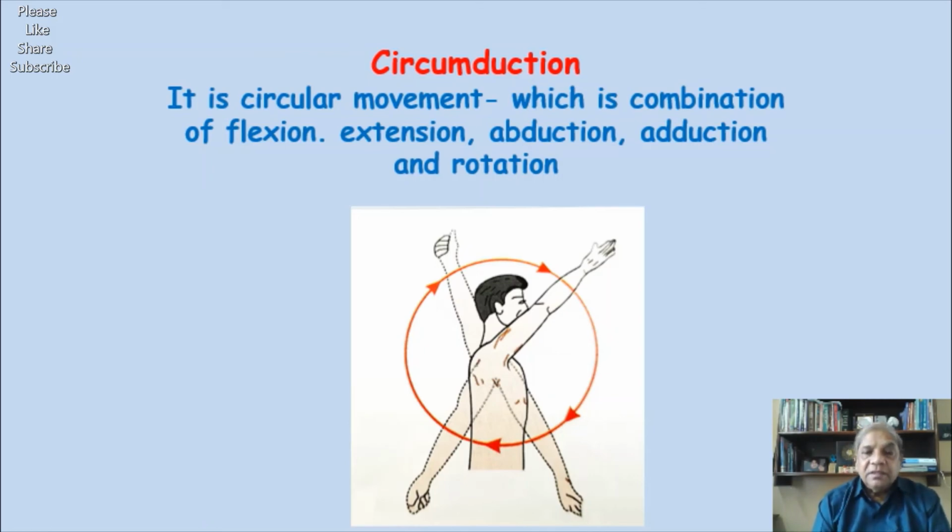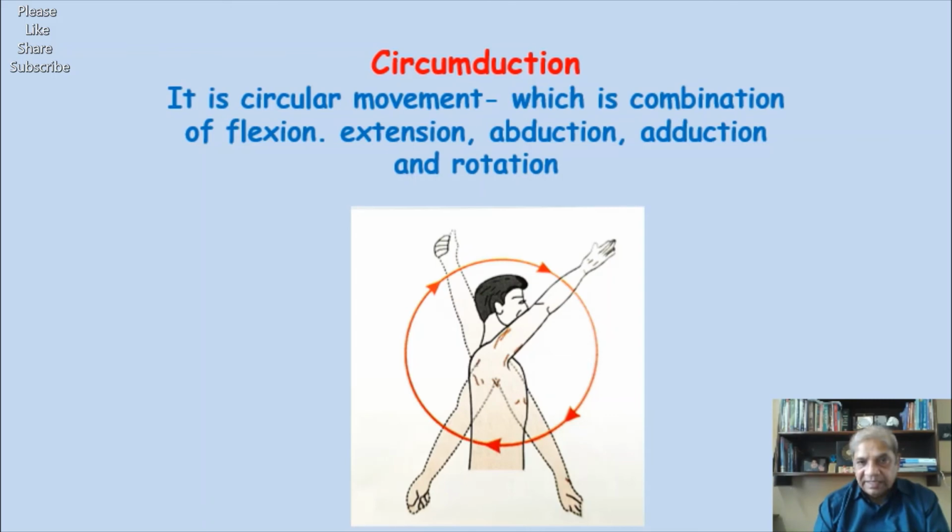And when the movement takes place at the shoulder joint in a circular fashion, as during the bowling of the cricket ball, you hold the cricket ball in your hand, and then while running you move your arm in a complete circle. It is a combination of many movements which we have learned just now. It is a combination of flexion, extension, abduction, adduction at the shoulder, and rotation. All these movements take place in the shoulder joint.